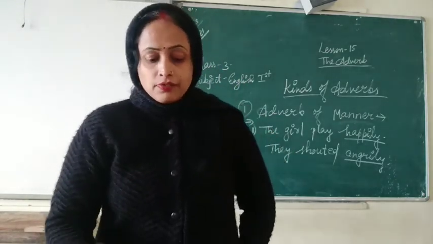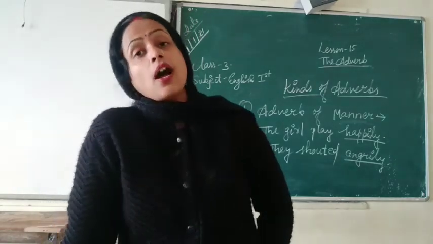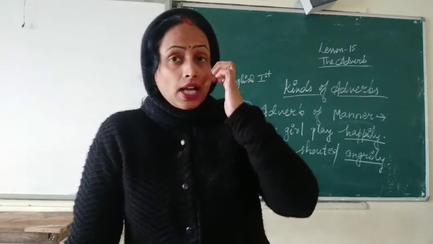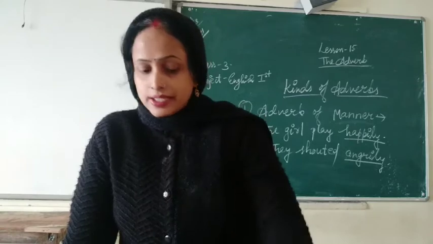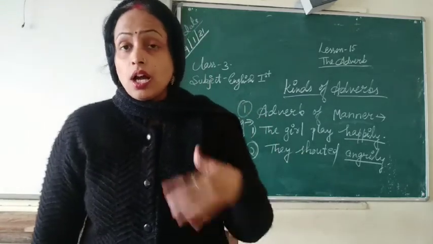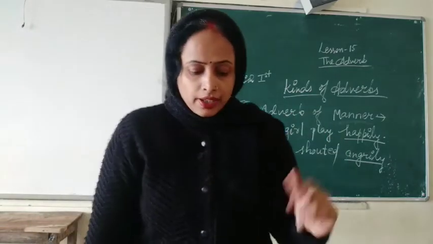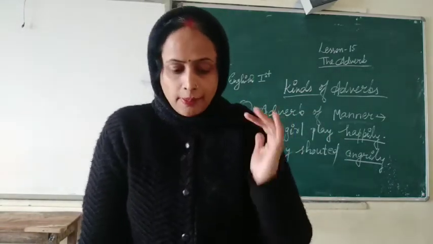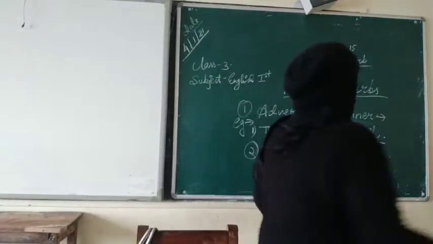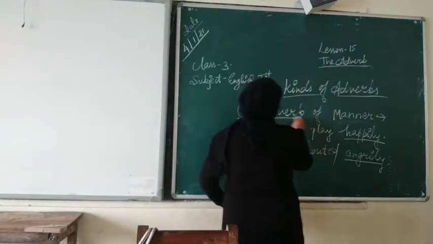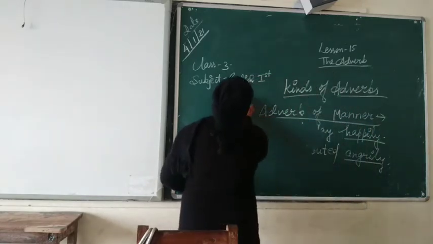When we ask questions like how, the answer will be in the adverb of manner: how the particular work is done. So this is the adverb of manner. Now, second is the adverb of time. The adverb of manner is over. Now we will take the example of adverb of time.